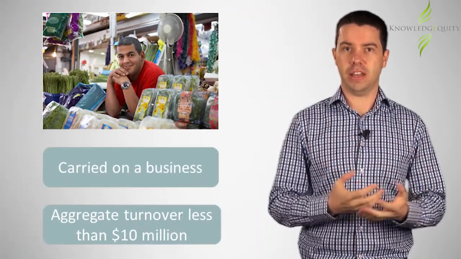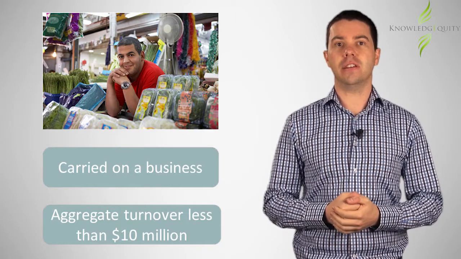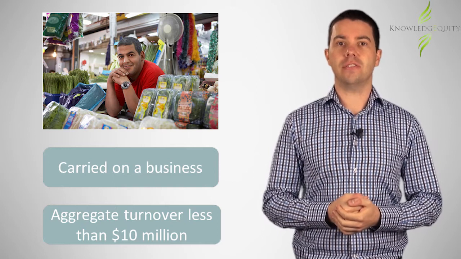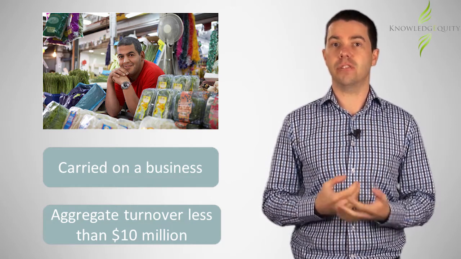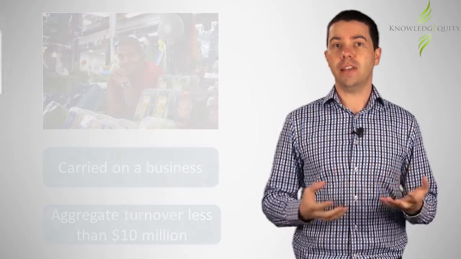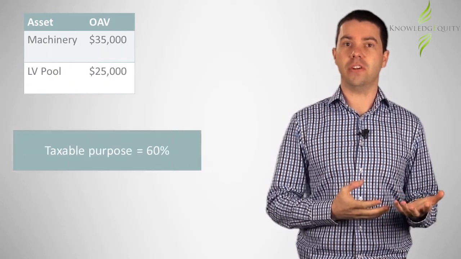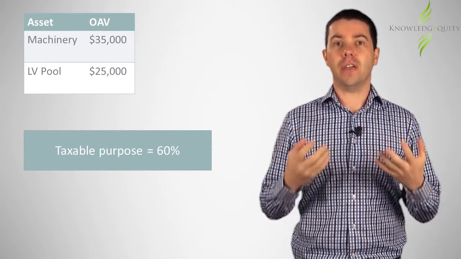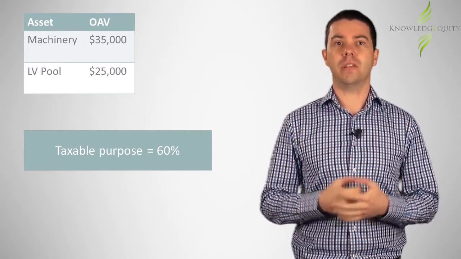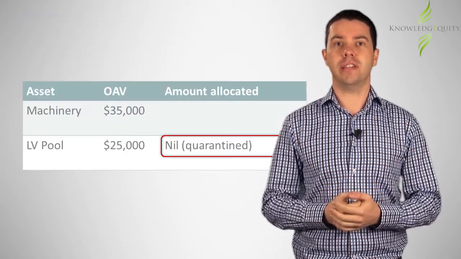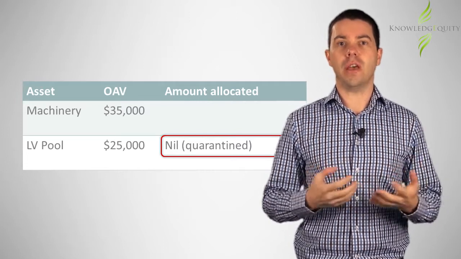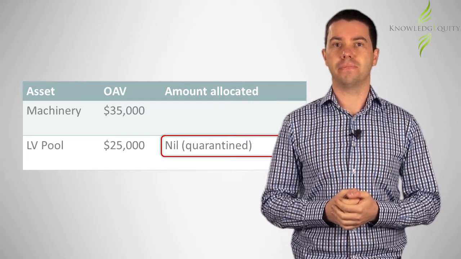A taxpayer will be an SBE if it carried on a business during that year and satisfied the $10 million aggregate turnover test. Small Proprietary Limited elected to use the SBE capital allowance system during the income year just ended. The asset register items are used 60% for earning assessable income and 40% for exempt income. To enter the SBE capital allowance system with existing assets, Small must quarantine existing low-value and software development pools. That is, no new assets are allocated to these pools.